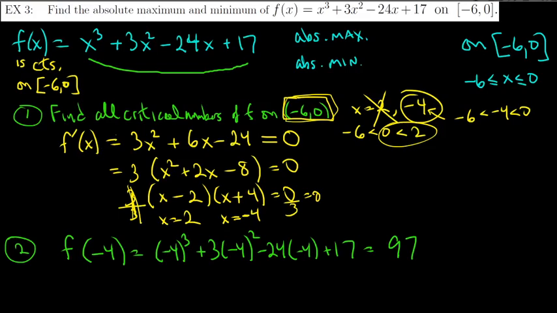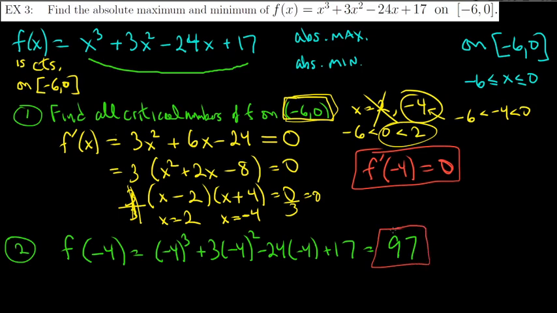Be careful you don't plug them into the derivative. If you do that, you'll just get 0. In fact, that's the definition of a critical number. So if you're always getting 0 here, be careful. We don't want 0. We want the y-coordinate. We want 97. We don't want the slope of the tangent line. We just want the y-coordinate. So this will occur at a point. Negative 4 is the x-coordinate. 97 is the y-coordinate.